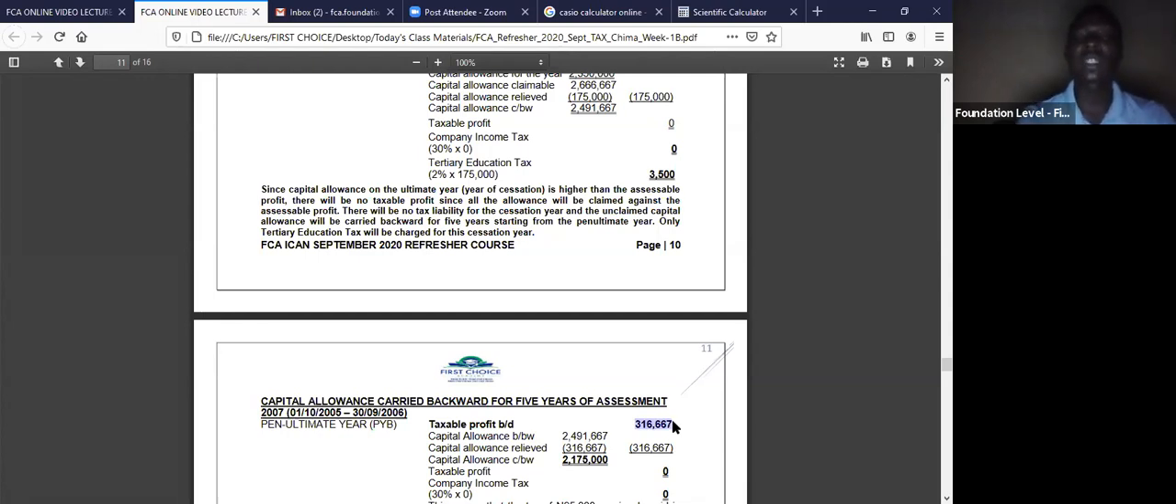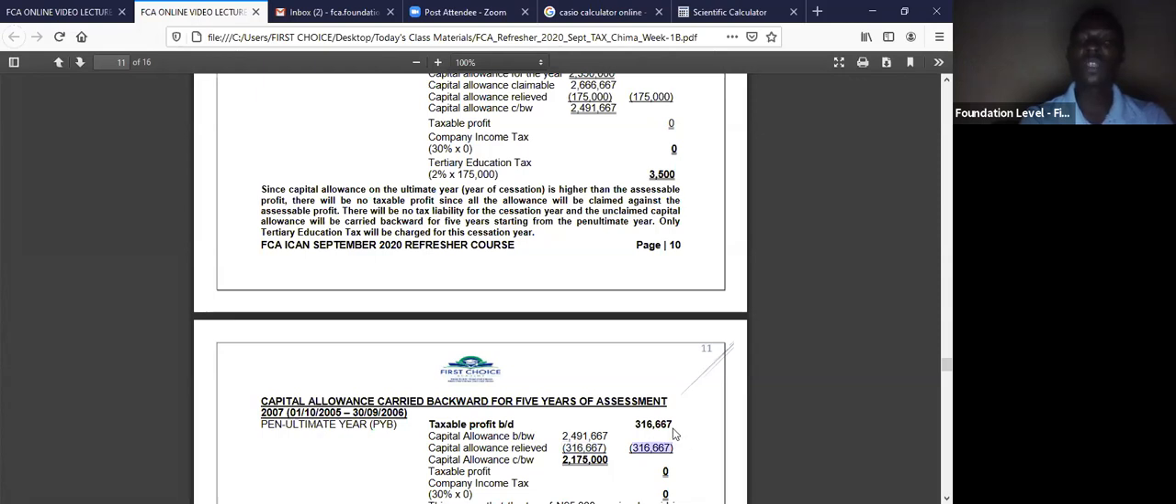Look at the taxable profit we had before we paid tax. Now look at our capital allowance we brought backward. How many can we relieve? So in this case, now we'll not be doing 2/3 anymore. We'll be looking at this and this, which is smaller. This is the smaller figure that will be here. So the smaller figure here, we'll still put the same thing here.